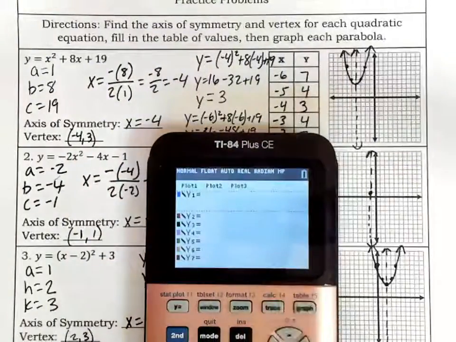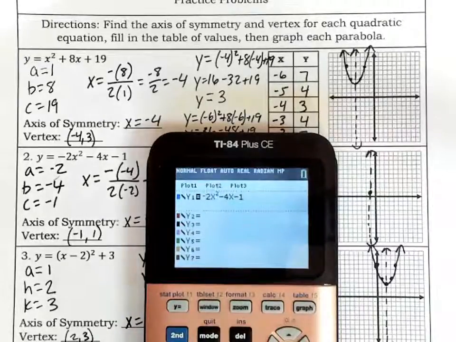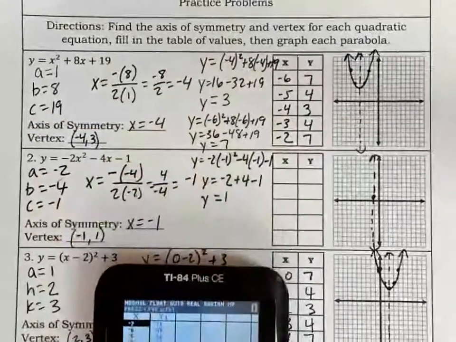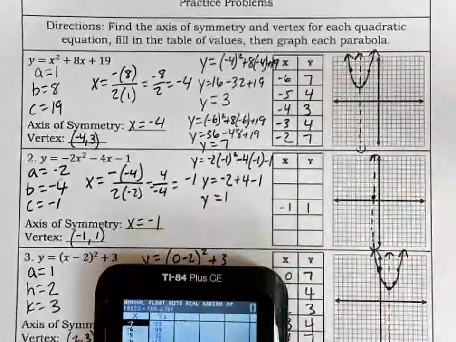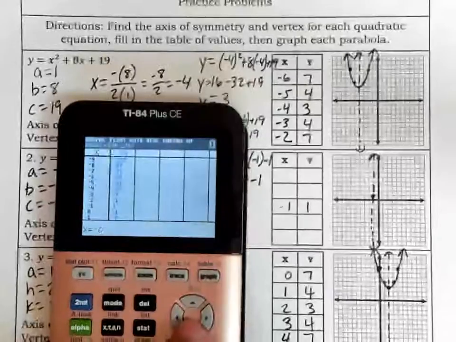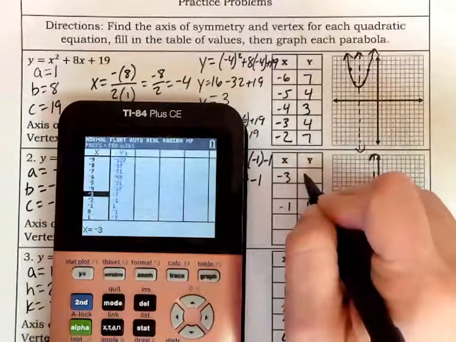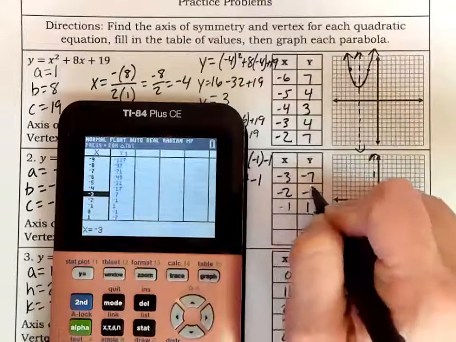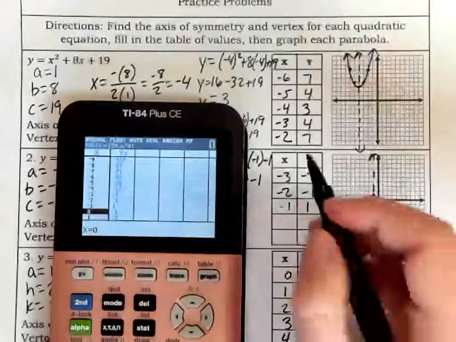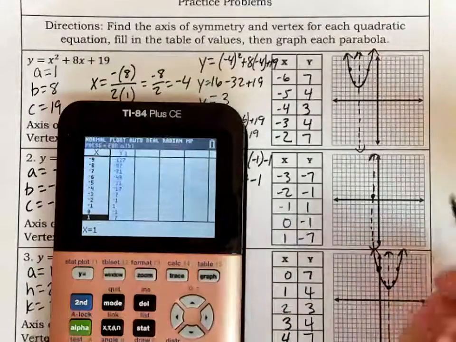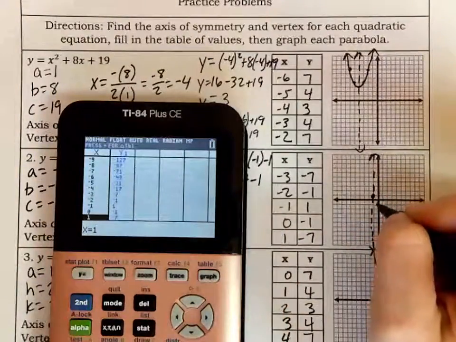So I'm going to go straight in: negative 2x squared minus 4x minus 1. I'm going to pull up that table of values. My middle number is going to be my vertex, and I need to go 2 below that, so negative 3, negative 7; negative 2, negative 1; negative 1, 1; 0, negative 1; and 1, negative 7.